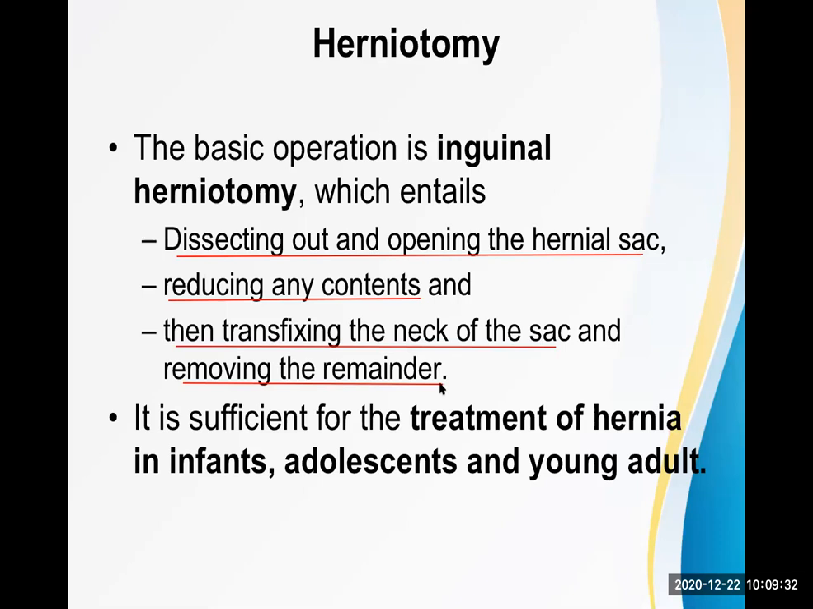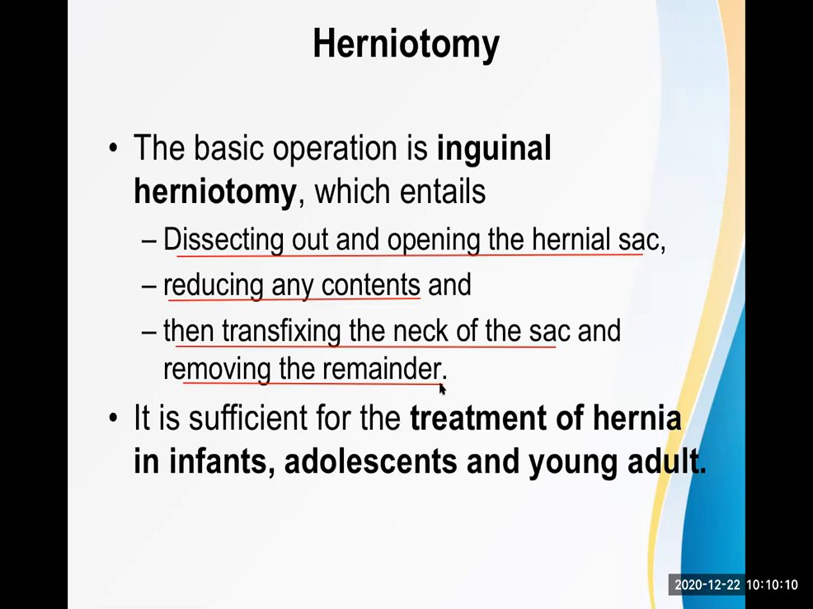And remember, this surgery is very commonly done for indirect inguinal hernia. Especially if the patient is very young, like children, adolescents or young adults, only herniotomy is enough or sufficient. Now, why? Because the tone of the anterior abdominal wall muscles is still stronger in that age group. The muscles are not flabby or floppy like in an old person. That's why herniotomy alone may be enough in them.